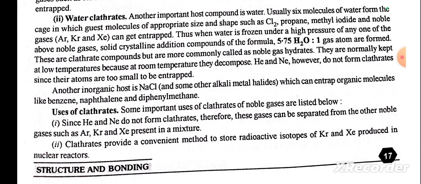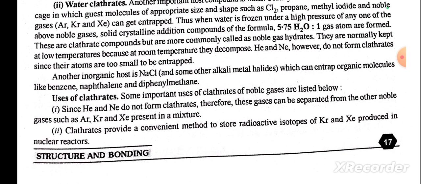Second is water. Another important host compound is water. Usually six molecules of water form the cage in which gas molecules of appropriate size and shape, like Cl2, propene, and methyl iodide, and the noble gases can be trapped. Thus, when water is frozen under high pressure of any of the noble gases, solid crystalline compounds of the formula 5.75 H2O to 1 gas atom are formed, and these crystalline compounds are commonly called noble gas hydrates.